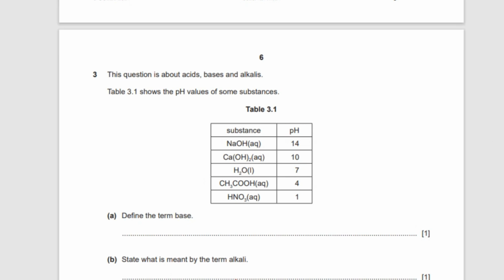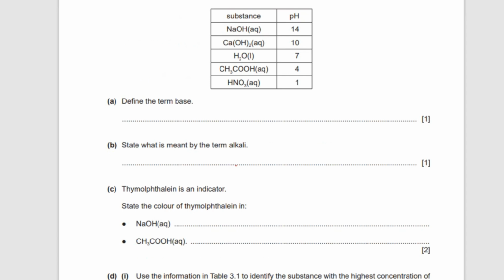So let's go. The first question, A, define the term base. Okay, you know generally that we define acids as a proton or hydrogen ion donor. So in a chemical reaction, if something has to donate a proton, then there must be a substance that will accept that proton. So if acids donate protons, bases accept those protons. So we define a base as a proton acceptor.